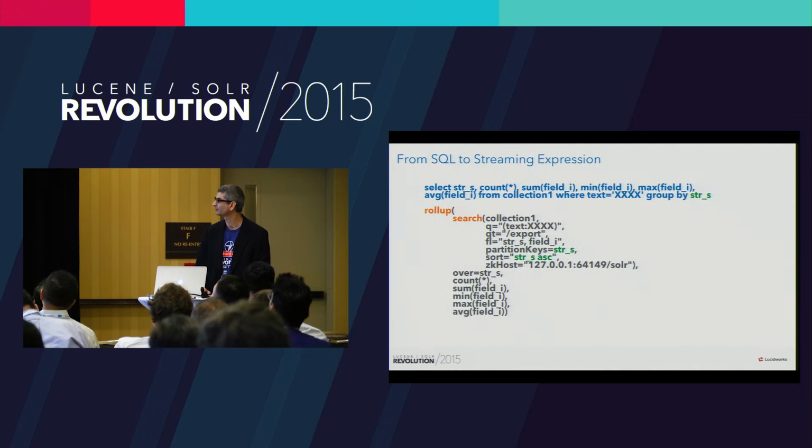And when that gets called, it will automatically partition and sort. Then the rollup stream wraps the search, so when you open up the rollup, it's going to open up the search, and each worker will get its partition back, and it will roll up. What will come out of that is actual aggregates rather than individual tuples.